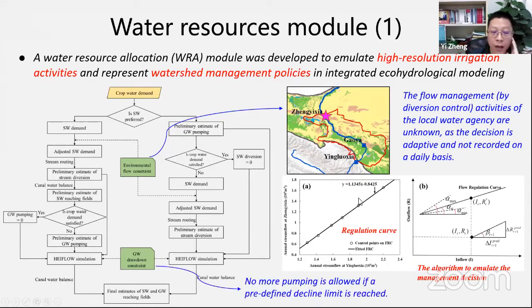Okay? The other thing is that the module also considers a groundwater drawdown constraint. That is, no more pumping is allowed if predefined decline limits in water table are reached. Okay, that represents the local management of the groundwater resources.